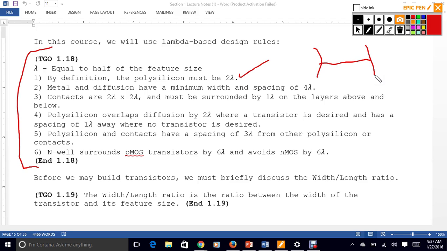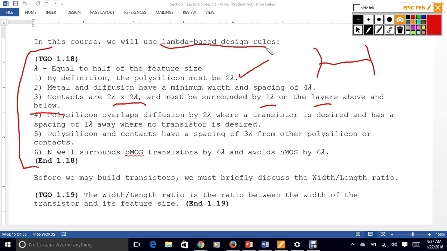So three, contacts are 2 by 2, 2 lambda by 2 lambda, and must be surrounded by 1 lambda on the layers above and below. So what you mean by a layer, now you understand about layers and you've got N diffusion. So if you make a contact, it has to be 2 lambda by 2 lambda by these lambda-based design rules that are very common.